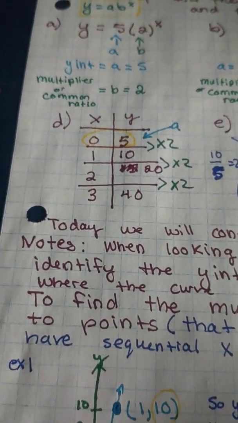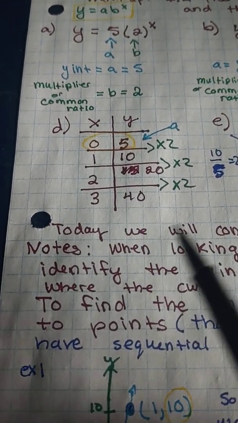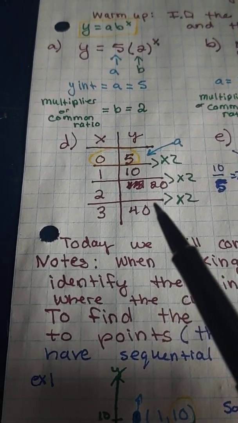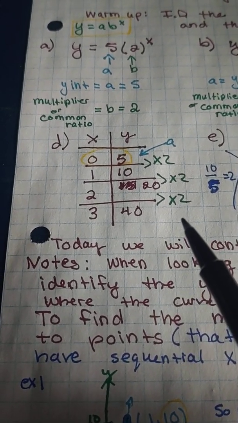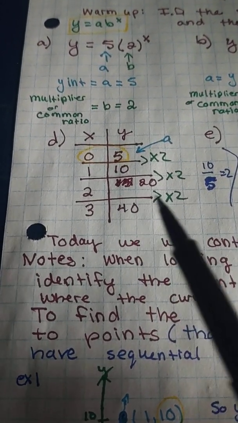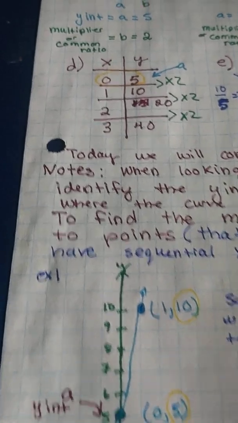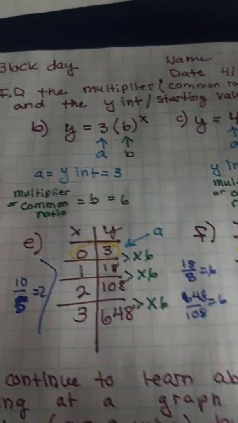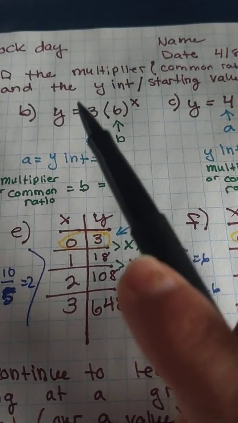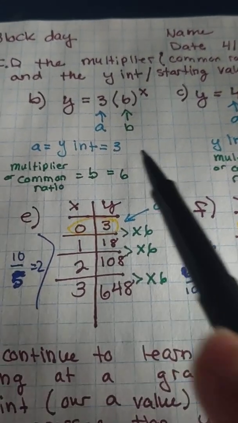I don't know if you noticed this, but when you come down here and do D, you're going to see that I actually used the same information. This is just presented in a table, and you're trying to figure out what the multiplier and the y-intercept are. So these are actually the same, A and D. Coming down here, let me go ahead and do B, this one right here. A is 3, our y-intercept, and then 6 is our multiplier.